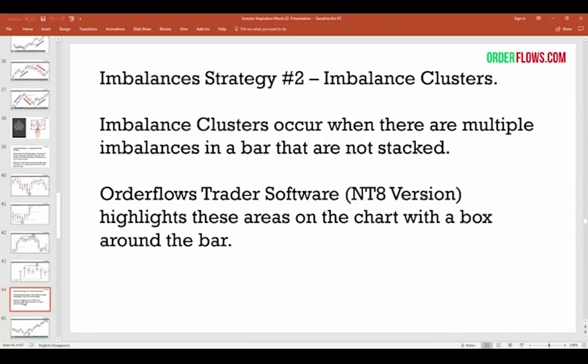Now, the next strategy is the imbalance clusters. Okay, now earlier I talked about stacked imbalances and imbalance clusters. I treat them the same. However, imbalance clusters are multiple imbalances in a bar that are not stacked. And this is not on the NT7 version, it's on the NT8 version only at the moment. And it highlights the areas on the chart where you have a bar with multiple imbalances that are not stacked, and it'll put a box around it.